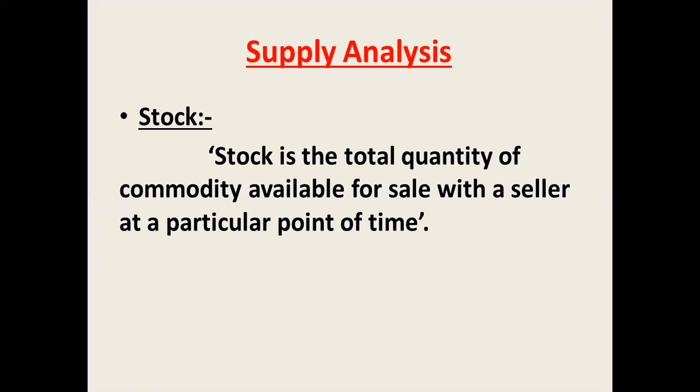See now, output means the total production. Then the second is that production, if we have to store it, is called the stock. So the definition of stock is the total quantity of a commodity available for sale with a seller at a particular point of time.